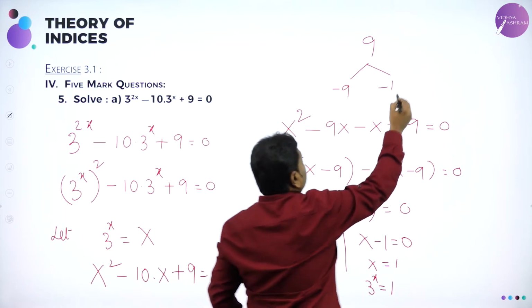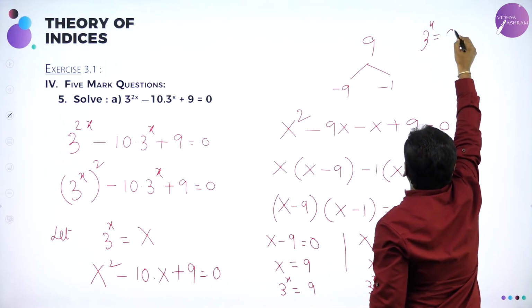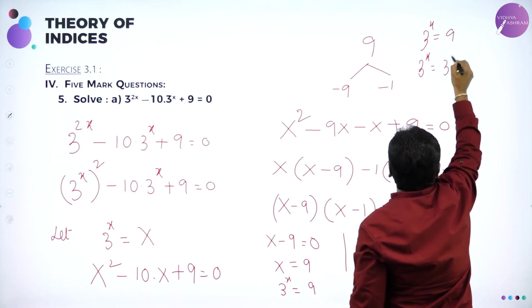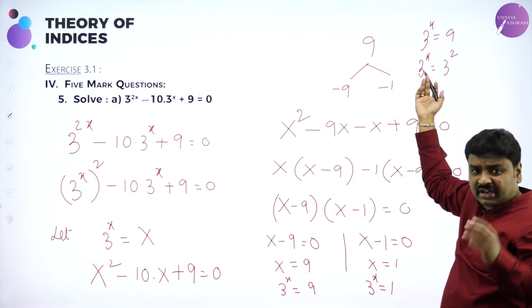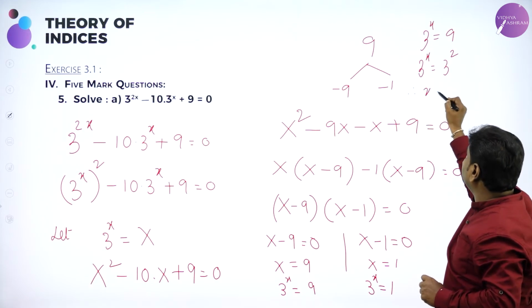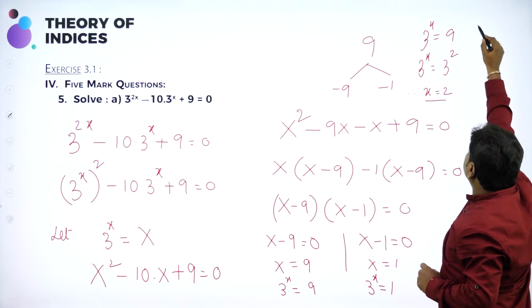So please understand, 3 power x is 9 means I can write 9 as what? 3 power x is equal to, can I write 3 square? When bases are same, I can equate the powers. Therefore, the small x is 2. One solution you got.